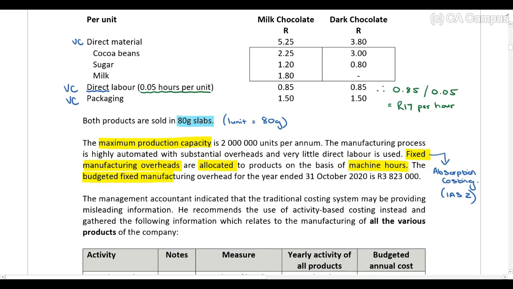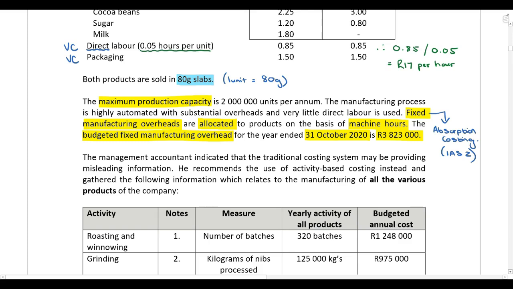The budgeted fixed manufacturing overhead for the year ended 31 October 2020 is 3,823,000 Rand. All right. So again, before we move on, let's just make sense of this information. If we need to allocate fixed manufacturing overheads to products, remember in terms of IAS 2, we calculate the allocation rate by taking the budgeted fixed overhead and dividing by normal capacity. IAS 2 tells us that when we are allocating fixed manufacturing overheads to products, that must be based on normal capacity.